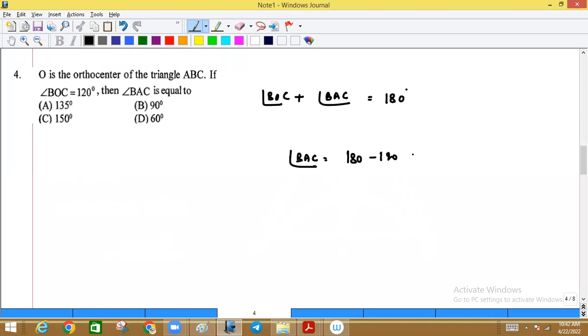180 minus 120, which is how many degrees? 60 degrees. You don't need pen and paper for it. You just need to recognize that this is the orthocenter, the angle at the center, and angle A. The sum is 180.